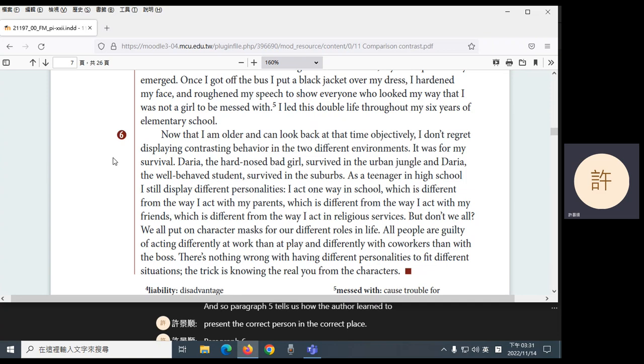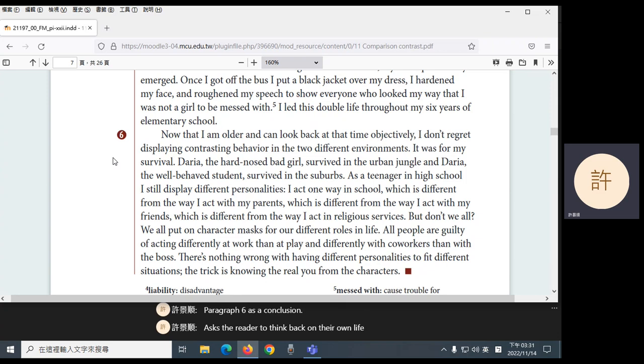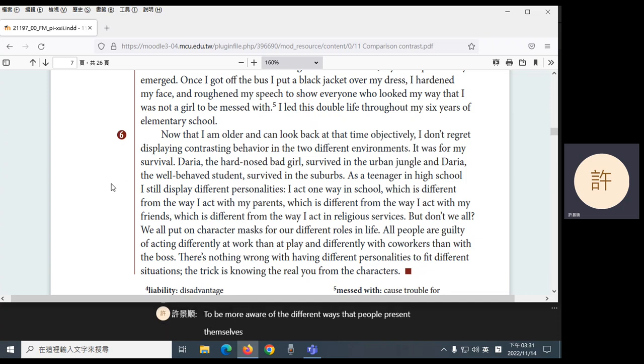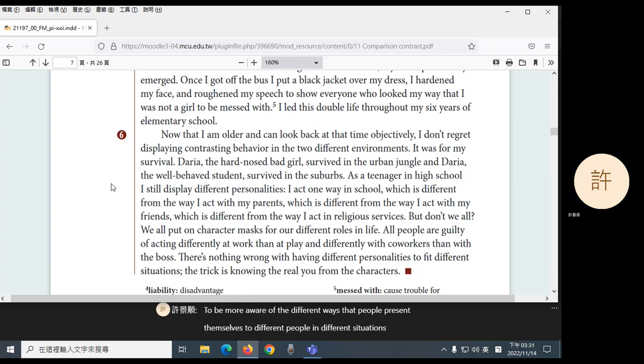Paragraph six, as a conclusion, asks the reader to think back on their own life and situations where the reader also presents different personalities in different situations. So what does the author want the reader to take away from this essay? The author wants the reader to be more aware of how they live their life, to be more aware of the different ways that people present themselves to different people in different situations. Okay, do you have questions about this one?